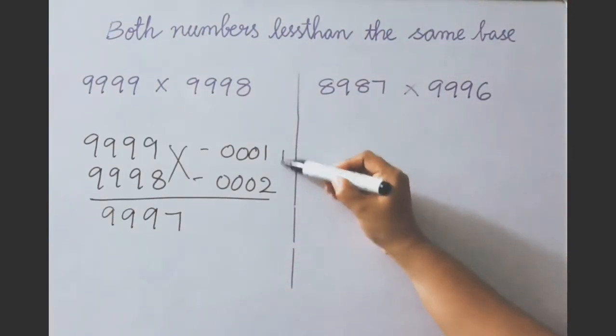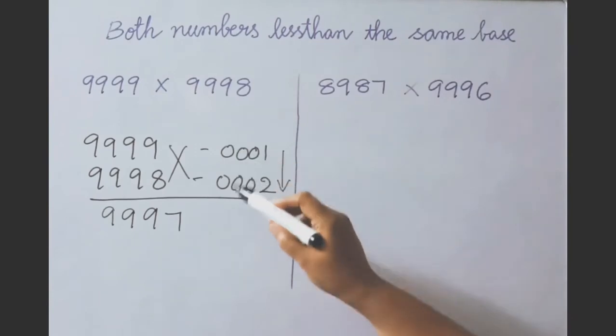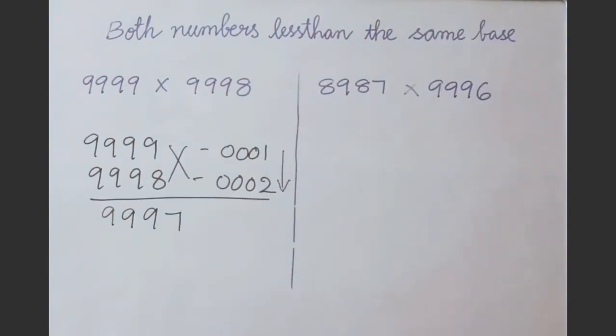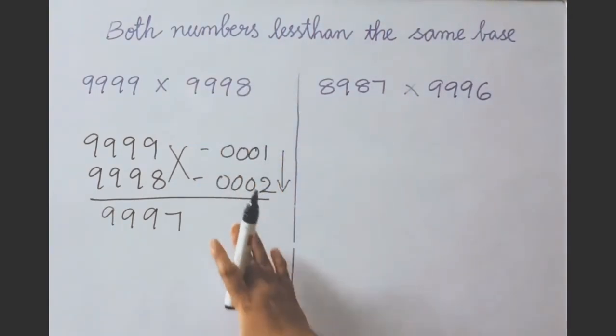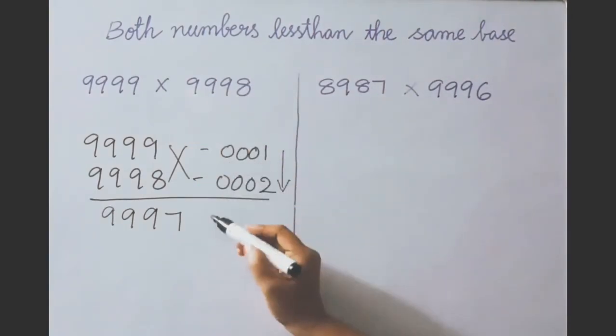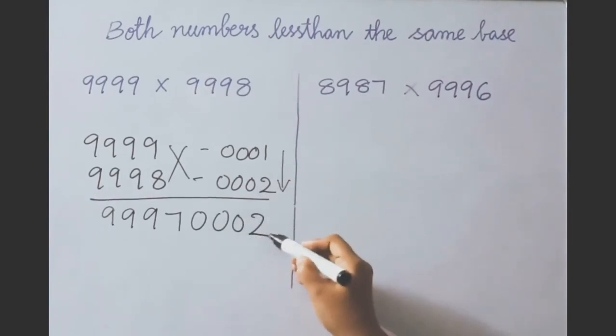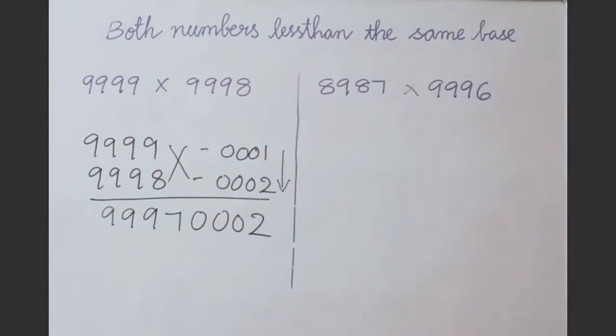Now vertically multiply 1 into 2. Minus 1 into minus 2, minus into minus is plus. 1 twos are 2. Since here it is a 4-digit number, 4 values are allowed, so those zeros we will add here. 1 twos are 2. So this is the answer for the given multiplication. See the next example.